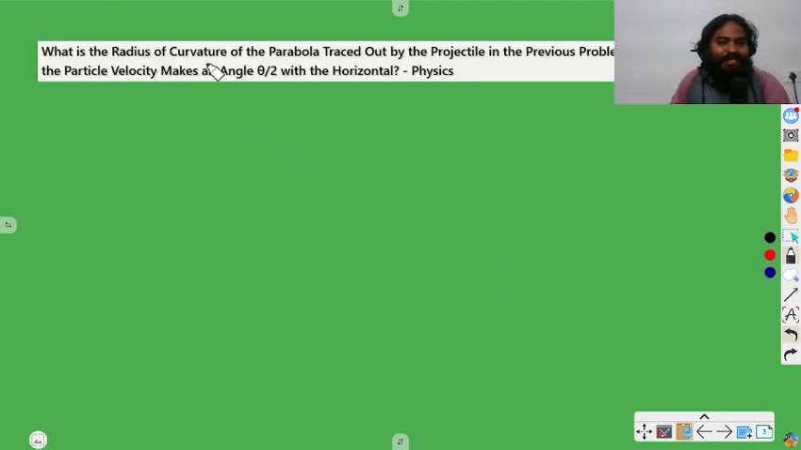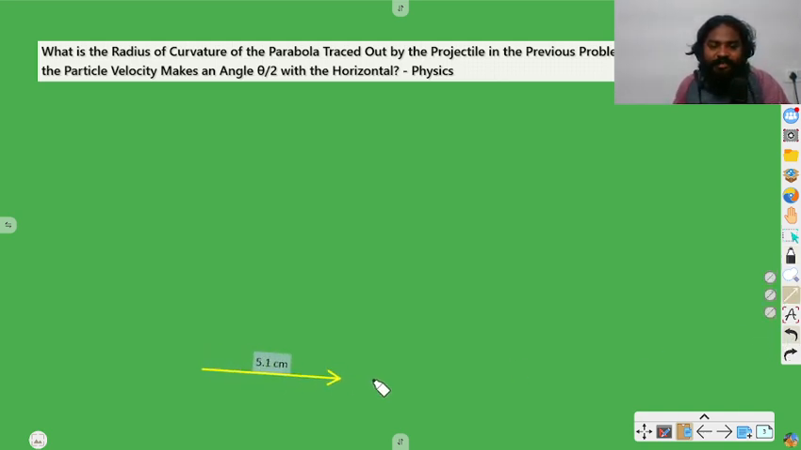What is the radius of curvature of the parabola traced out by the projectile, in the previous problem, at the point where the particle velocity makes an angle theta by 2 with the horizontal? Something from the previous problem he said here, but I don't know that, I just thought it is a problem. Okay, let us find out.